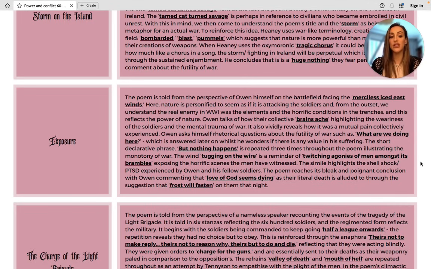The poem reaches its bleak and poignant, meaning sad, conclusion, with Owen commenting that love of God seems dying, as their literal death is alluded to through the suggestion that the frost will fasten on them that night.